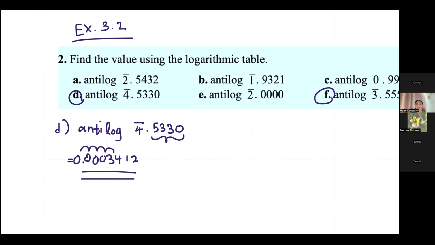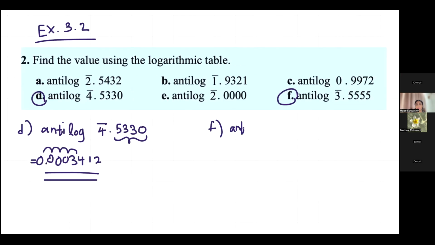All right, then anti-log F. Bar 3.5555. Okay, so what is the value you got for this? Others?